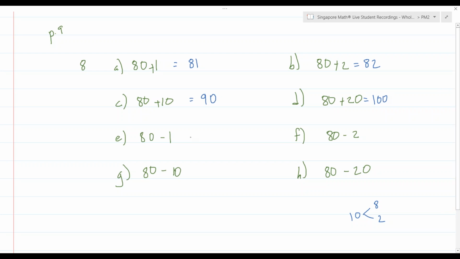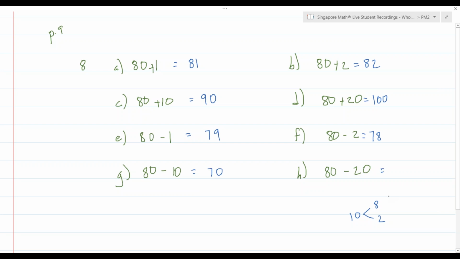So then we're going to subtract. What about 80 take away 1? Is that easy for you to think about? Have you been practicing counting forwards, counting backwards? 80 take away 1 means you're going to go to 79 if you just count backwards. 80 take away 2 is 78. 80 take away 10, 8 tens, take away 1 ten, that's going to be 70.